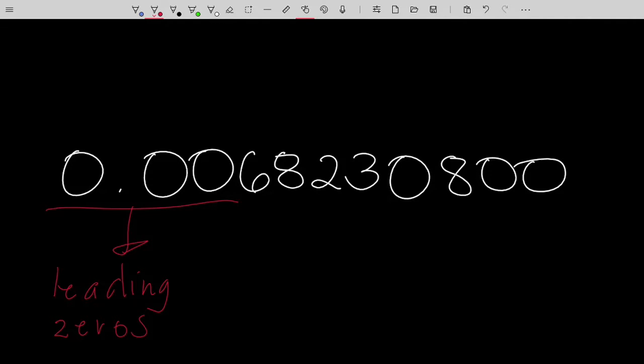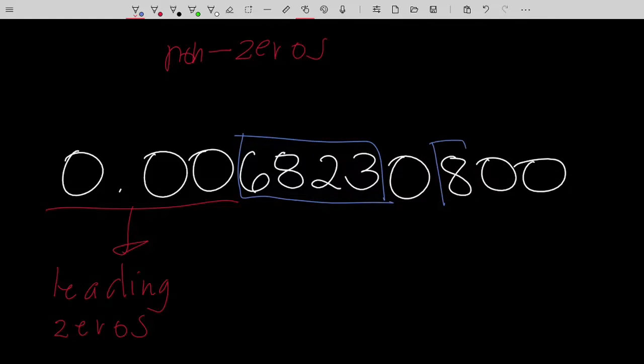Next is your non-zeros. As we all know, any value that is not a zero is a non-zero. So here your non-zeros are 6, 8, 2, 3, and 8. These are an example of your non-zeros.